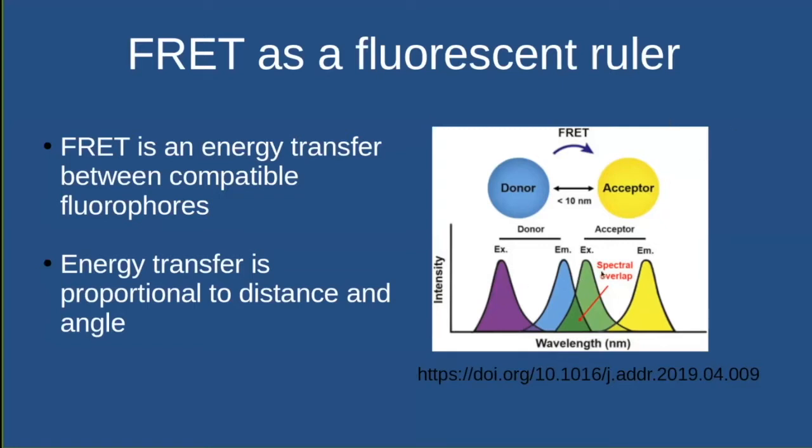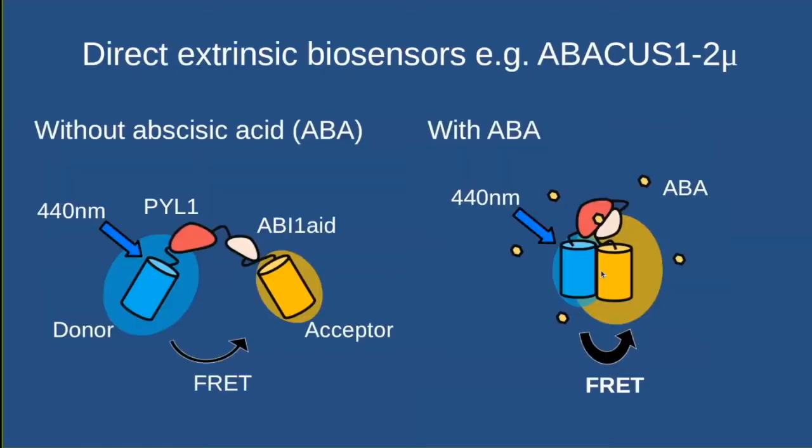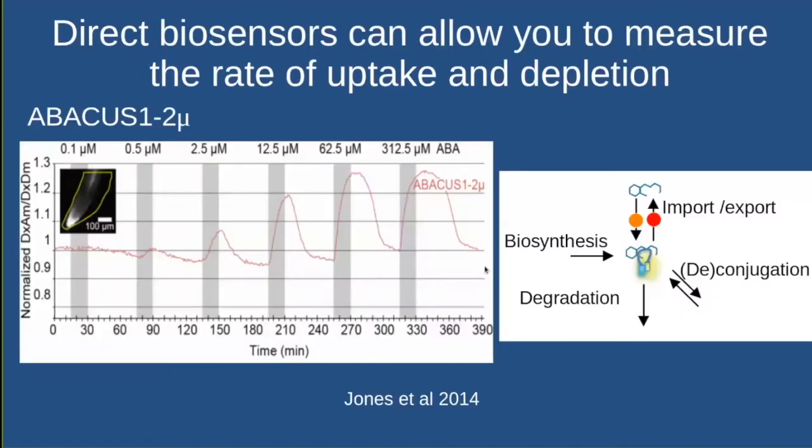But the amount of this energy transfer is tremendously sensitive to the distance and the angle of the two fluorophores. So when you have a large conformational change, such as upon ABA binding, that means you get a big difference in the fluorescent properties of the sensor. By dividing the YFP emission over the CFP emission, you can get a proxy for the concentration of ABA. And this can be done at really high spatiotemporal resolution.